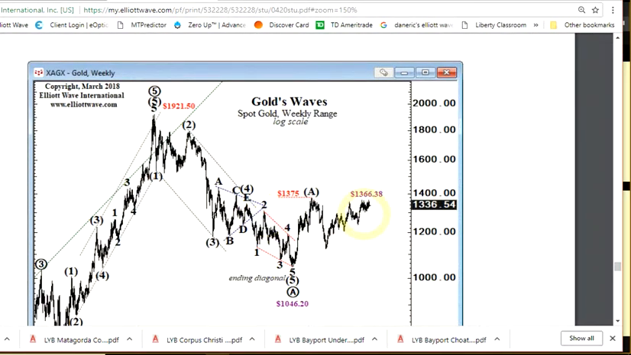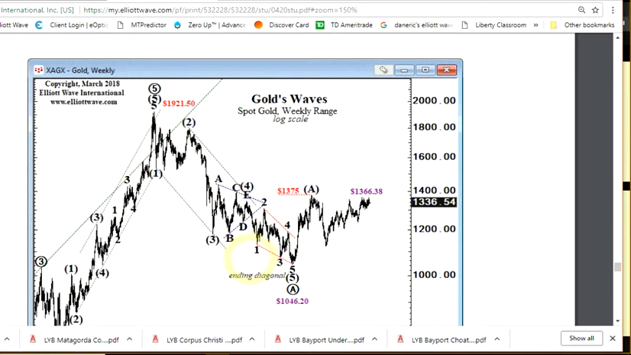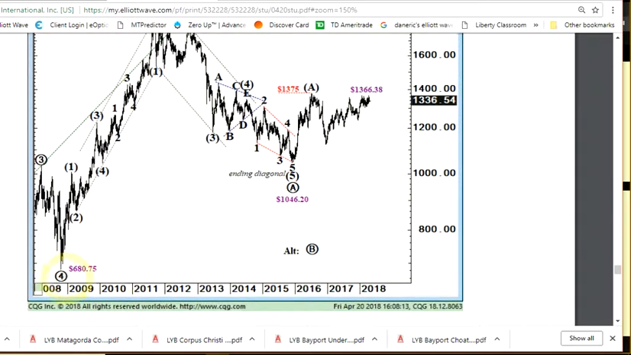Gold is also in a bull market short term. The larger degree trend is down. You can see here there's this A, and we're working through some sort of B, maybe up to the 1600 area, and then we're going to sell off back down past this area on gold, so below 680.75.